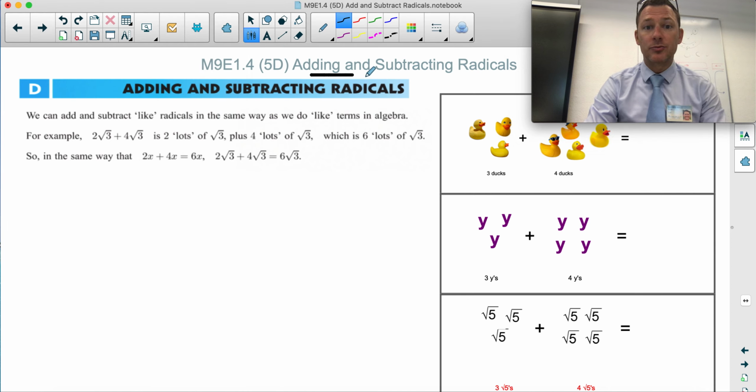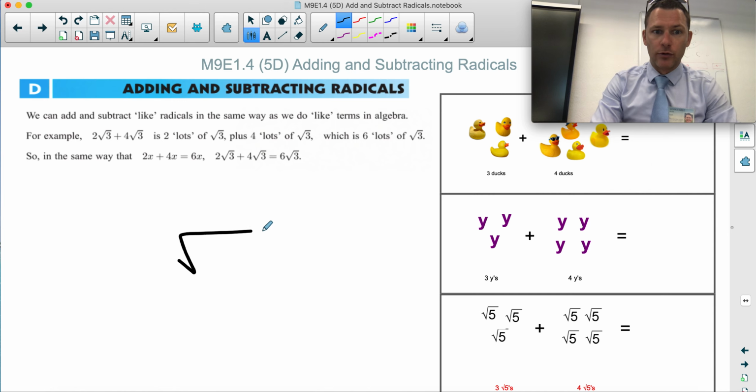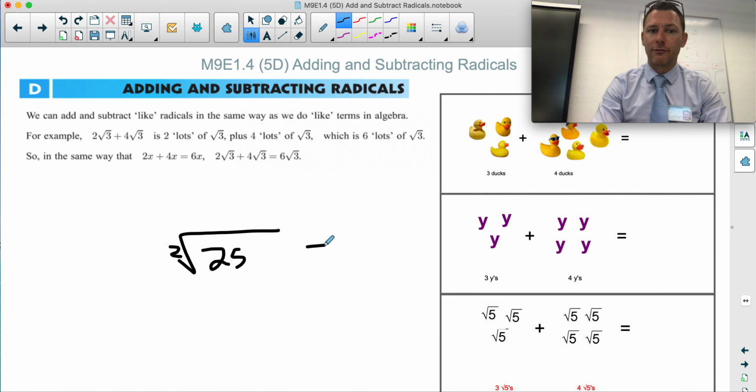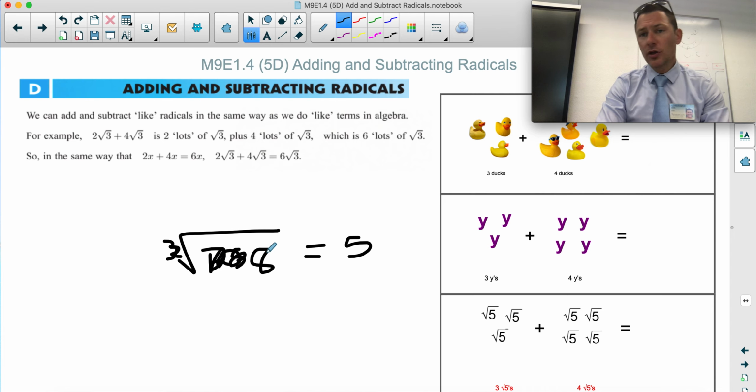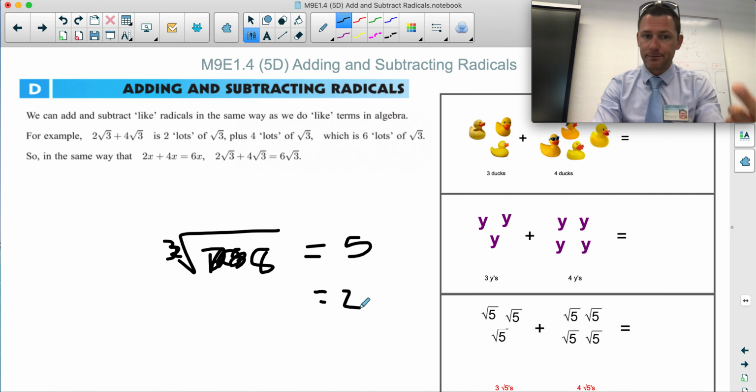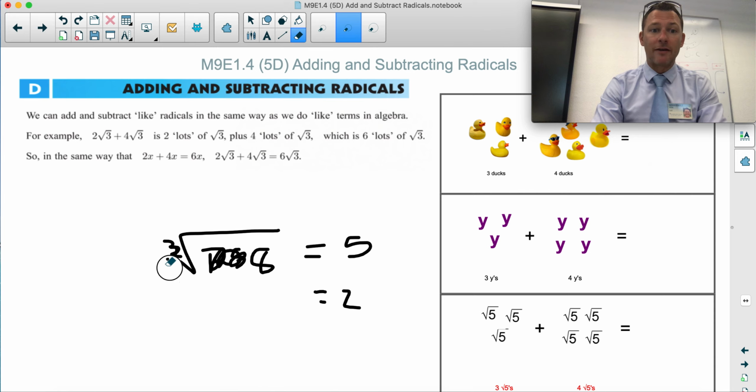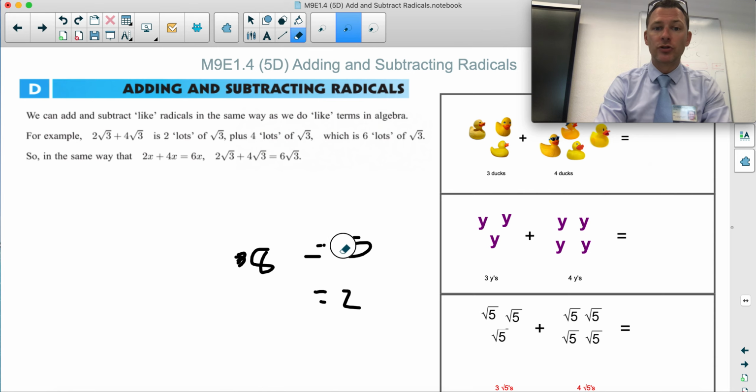We're looking at adding and subtracting radicals. Radicals are like a square root, but sometimes there's an implied 2, like the square root of 25, which gives you 5. I think we've already covered this. But you can have a cube root of 8. The cube root of 8 is 2 because 2 multiplied by itself 3 times is 8. Radicals don't just have to be square roots. They can be any roots you want. And what we're going to do today is add and subtract them.